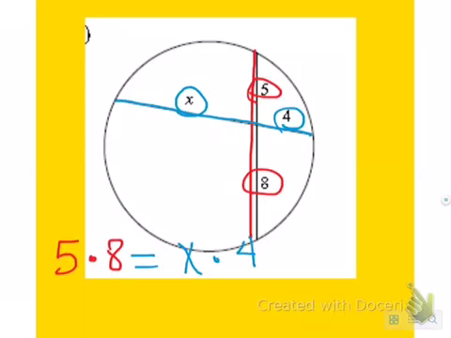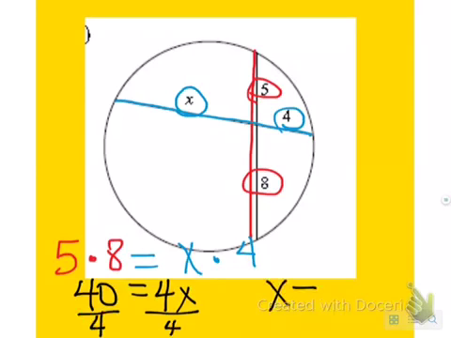And now all I want to do is work it out. Well, I know that 5 times 8 is 40. And 4 times x is 4x. So to solve for x, all I need to do is divide both sides by 4. So I know the missing segment length is 10. It's pretty easy if you just follow the formula.